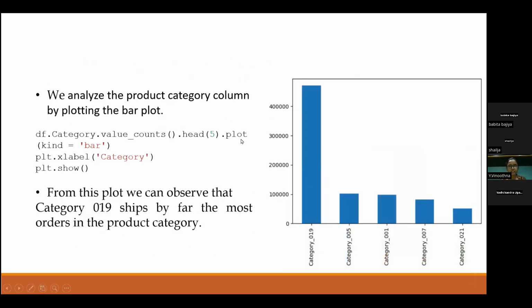Now, on plotting the bar plot for the top 5 categories which are most highly shipped from the warehouses, the top five category values have been plotted in the graph. Here we can observe that category 019 has been shipped the most in the product category. These category products have been shipped more than others.